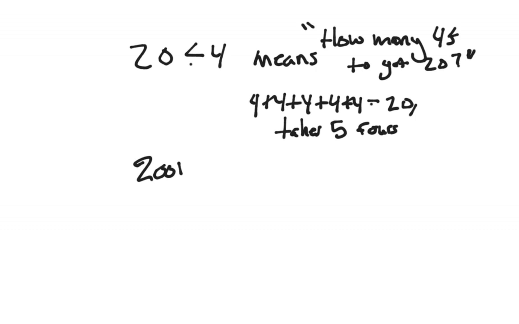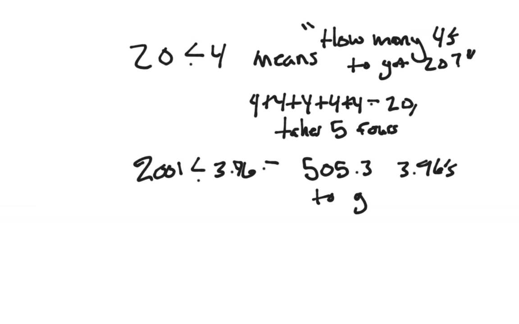If I have 2001 divided by 3.96, how many 3.96s does it take to get 2001? And if we were to list all the 3.96s out until we got to 2001, we would see that it takes 505.3 3.96s to get 2001.